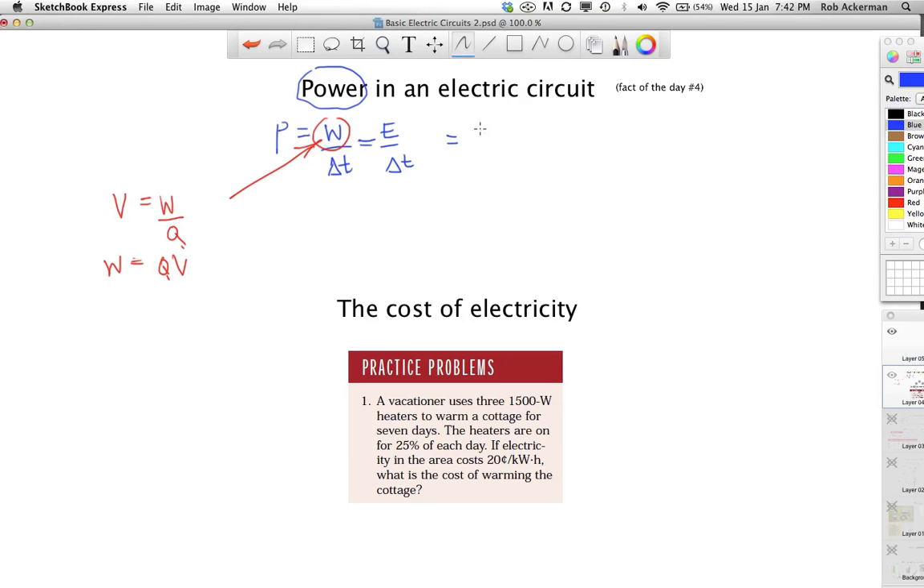We've got QV, but now it's got to be divided by time. Now, what did we have to say about time? That, if you recall, was an idea that came from, sorry, just one moment, folks. Sounds like the phone is ringing.